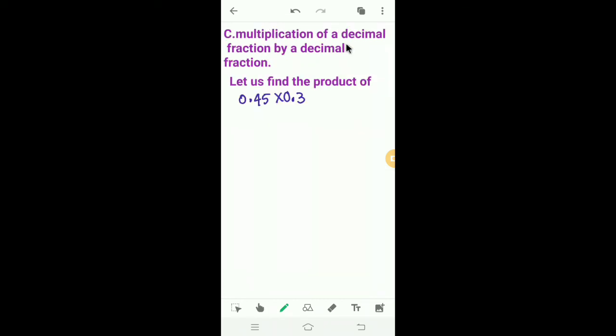Let's learn multiplication of a decimal fraction by a decimal fraction. Let us find the product of 0.45 into 0.3. Here multiplicand and multiplier both are decimal fractions. So we can write 0.45 into 0.3 is equal to 45 by 100 into 3 by 10.